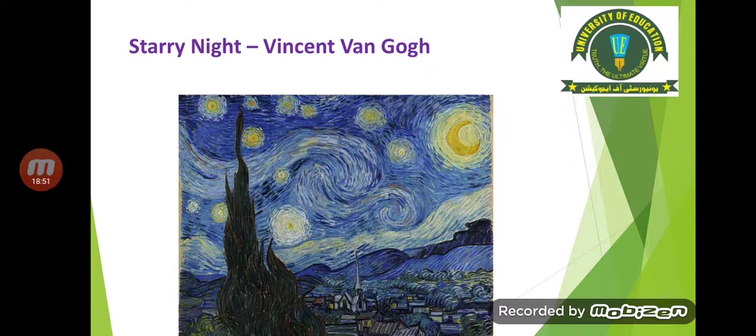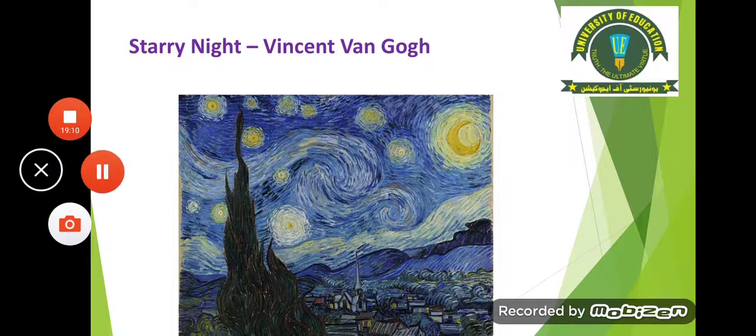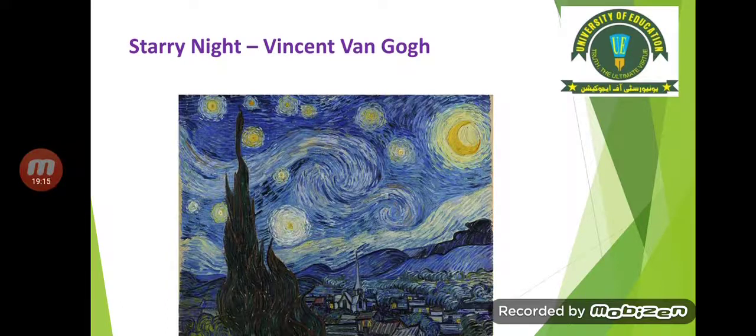Here, as you can see, he used to paint in a very unique way where you can see the thrilling movement in the strokes, and the cypress trees can be seen growing up towards the sky as they are forming a relationship between the heaven and the earth.